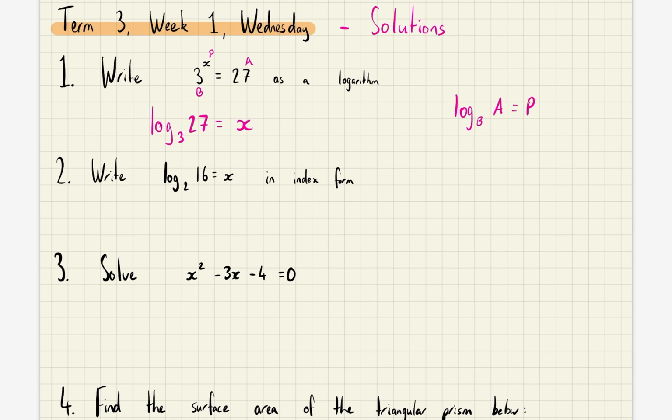For question 2, it already is in BAP form, and we need to write it in index form, so it's the reverse. So I'm going to annotate by saying BAP, and now that means I've got a base of 2, a power of x, and the answer is 16. That's all I need to do for that one, just BAP in reverse.